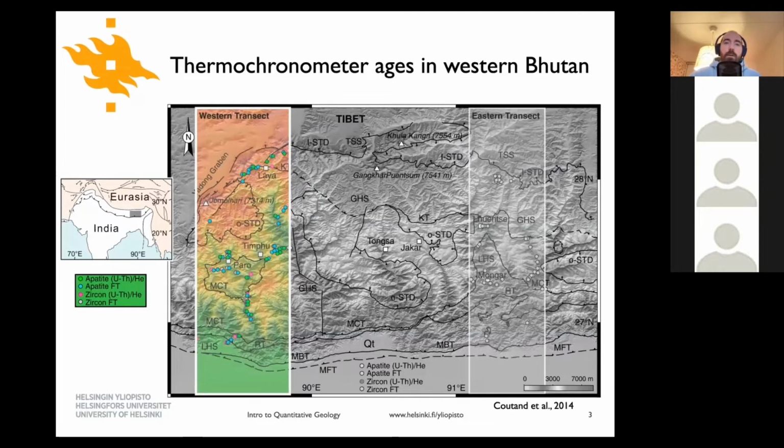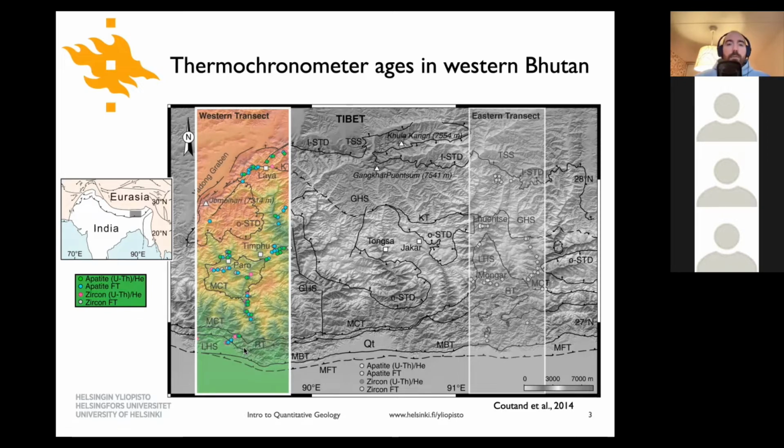So we have here a map of Bhutan, and you can see where we are in the inset map: the eastern part of the Himalayas, and we're in the western transect. There's an eastern transect of data as well that we won't use, described in this article from 2014. A bunch of different dating methods were used for the samples collected here. All the colored dots are rock samples dated using different minerals: apatite uranium-thorium-helium would be in green, which is of interest to us, and zircon uranium-thorium-helium in pink, also of interest to us in these final two exercises.